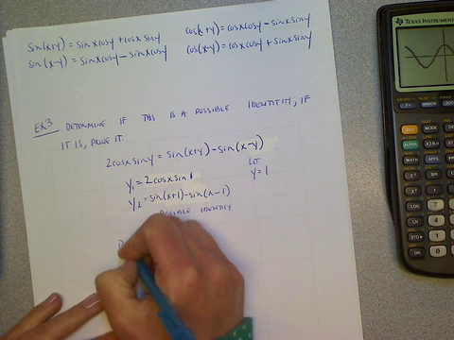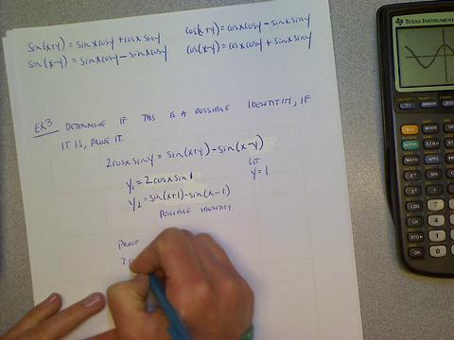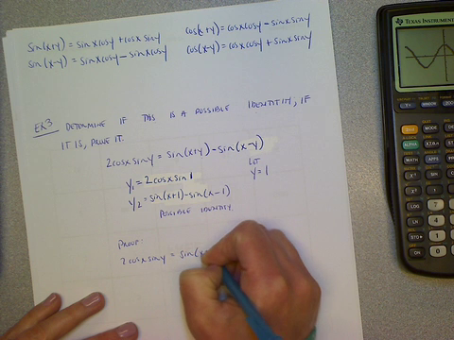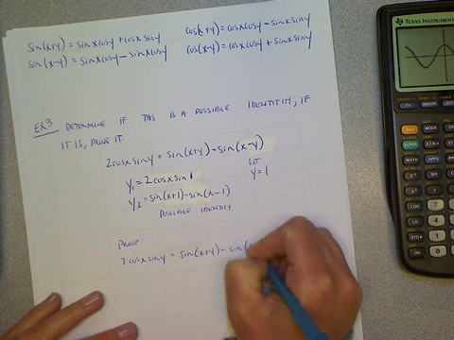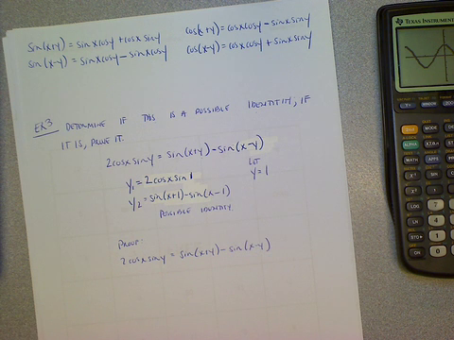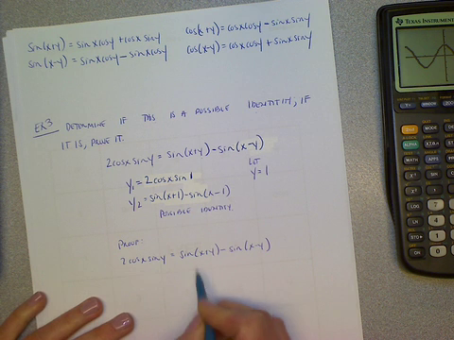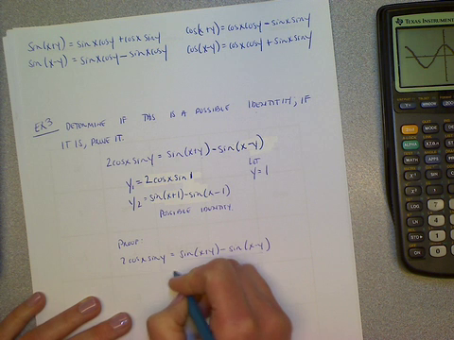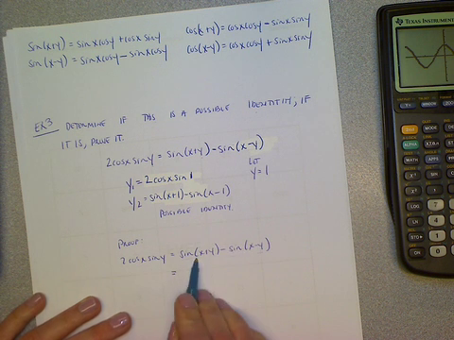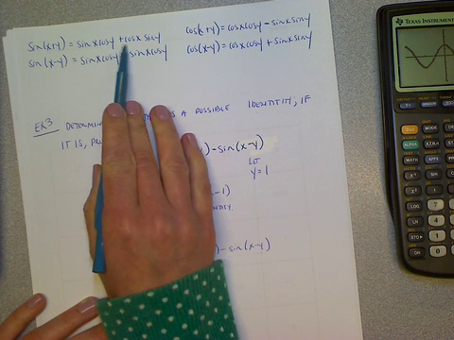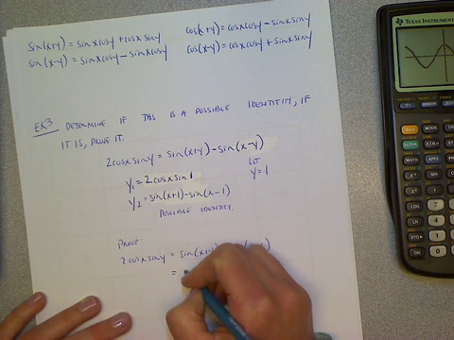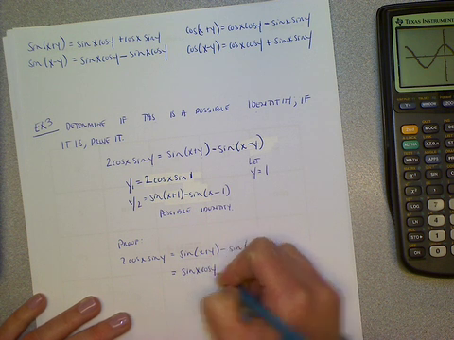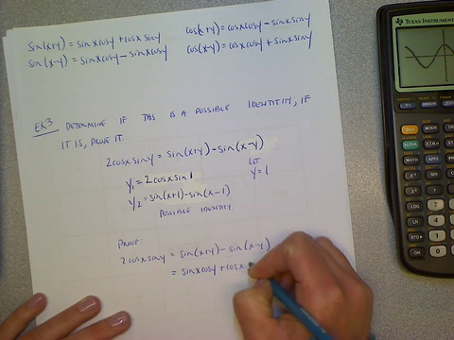On the left side, I have 2 cosine x sine y, and on the right side, I have sine of x plus y minus sine of x minus y. Some of these proofs can be a little bit easier because your first step is just inputting these addition and subtraction identities for sine. So I'll have the addition identity for sine, sine x cosine y plus cosine x sine y, and on the skill check and on the quest next week, I'll provide those identities for you. You just have to know how to use them.